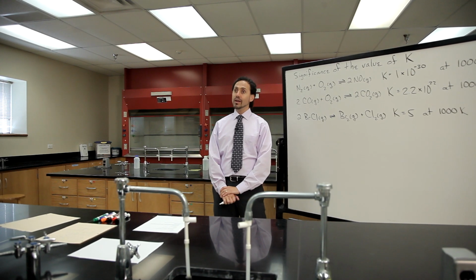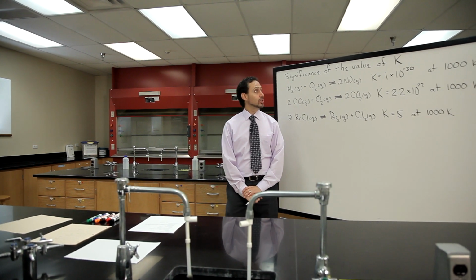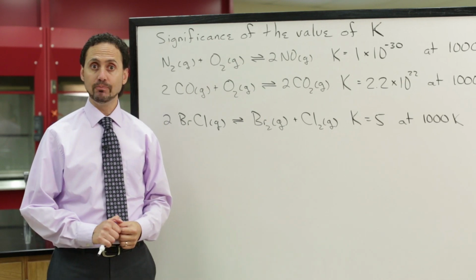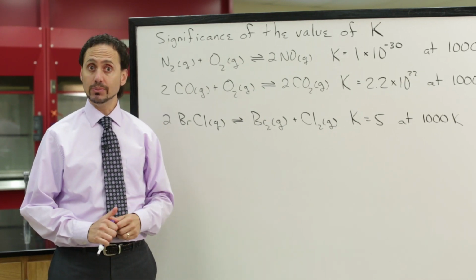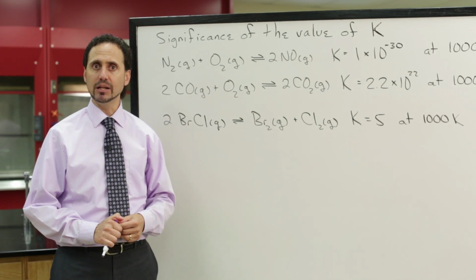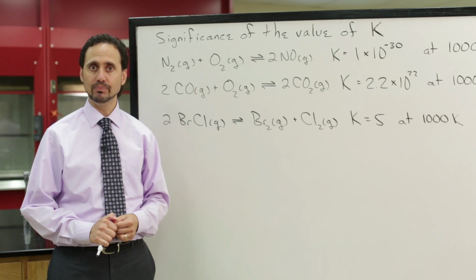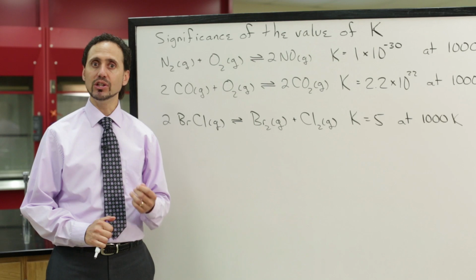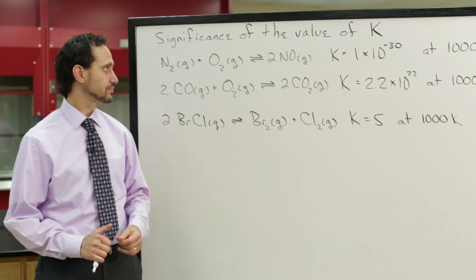Welcome back. Now, in this video, we're going to look at the significance of the value of the equilibrium constant K. We learned how to write the equilibrium constant expression in the last video, and then we did a problem calculating both K sub C and K sub P. But what do those numbers really tell a chemist about the equilibrium that we're working with?